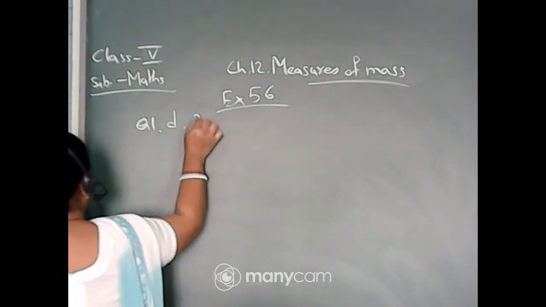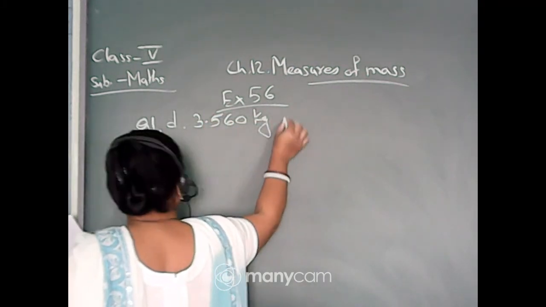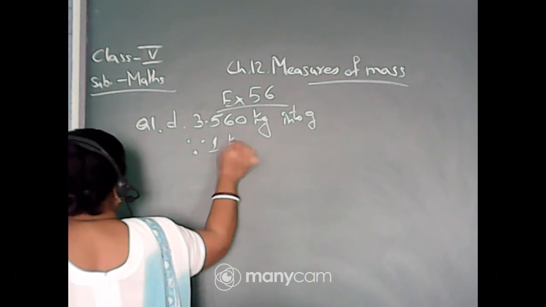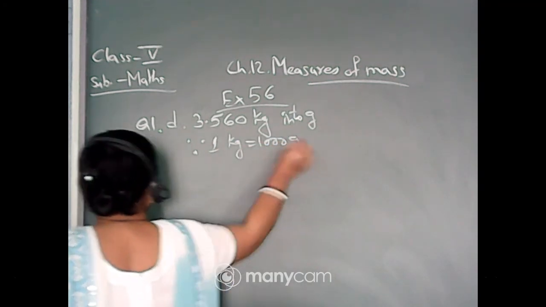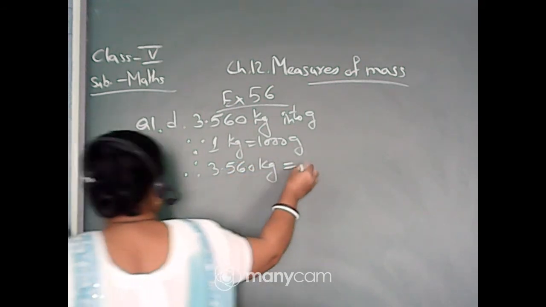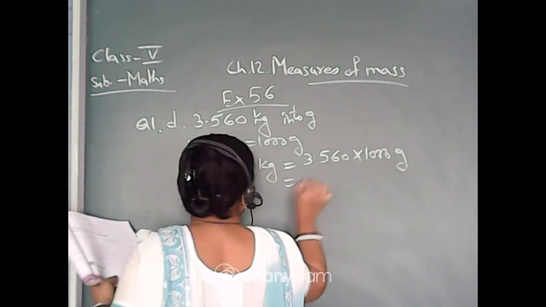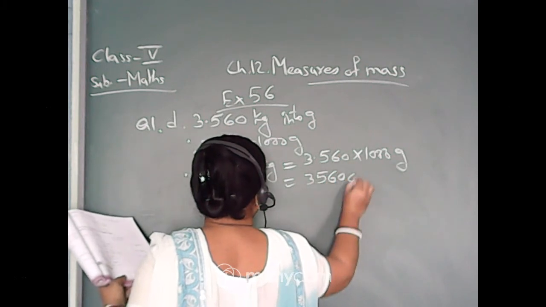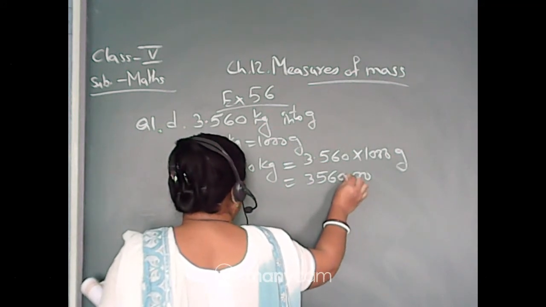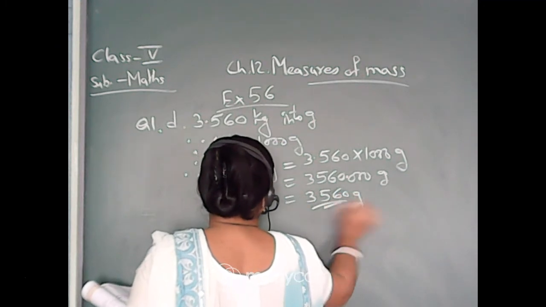The D part, 3.560 kg into gram. You have to convert into gram. So what you will write, since 1 kg is equals to 1000 gram, therefore 3.560 kg is equals to 3.560 into 1000. Now this is converted to gram. So 3560 and after that 3 zeros. So where you will give the point? 1, 2, 3. After 3 the point. So the answer is 3560 gram. This is the answer.